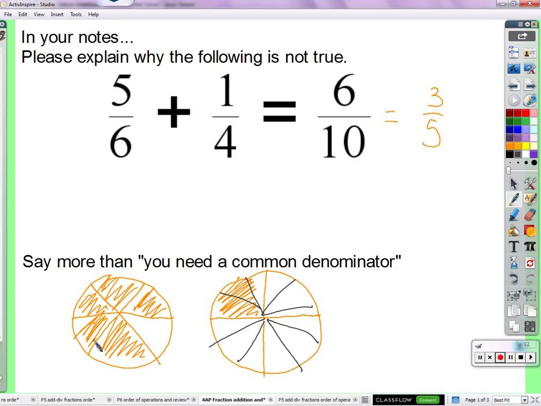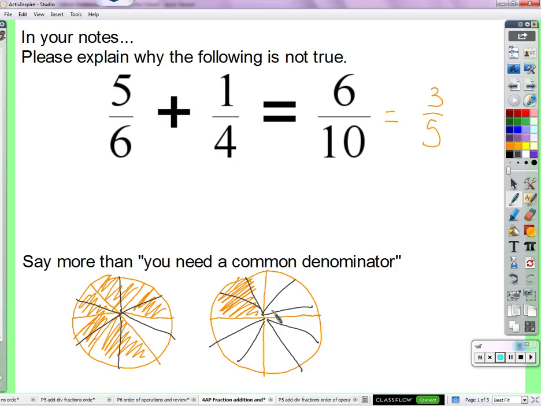Can we cut the sixths up so that we wind up with 12 pieces? Yes, just cut them in half. We cut each of the 6 pieces into 2 pieces each. So how many pieces are there now? 12. So, do I have the same kind of things here as I do here? Yes. Now they're the same kind of thing.